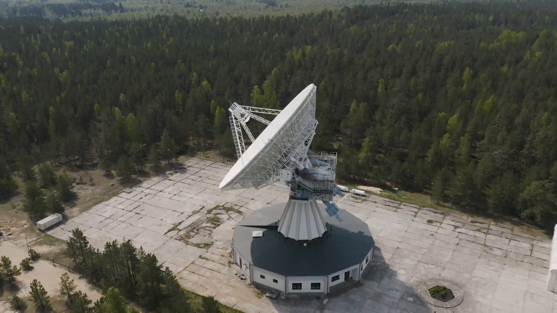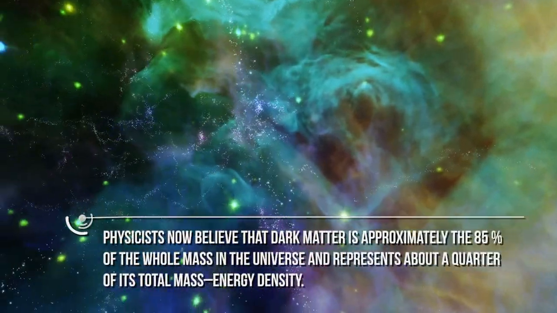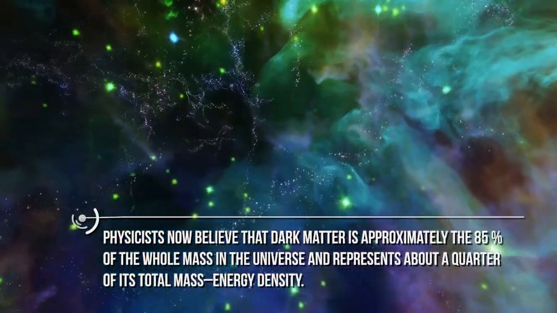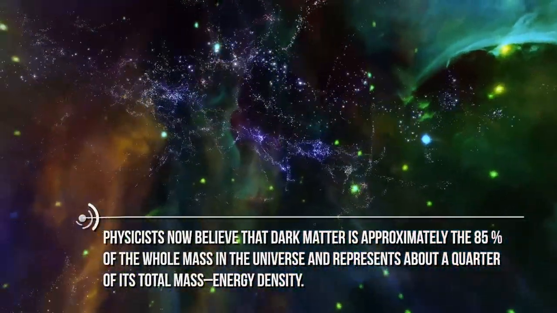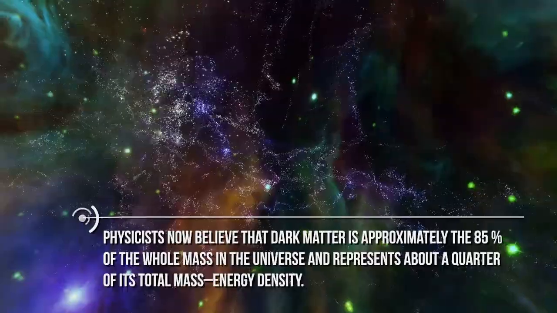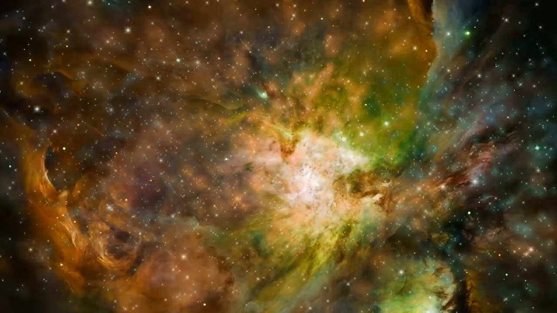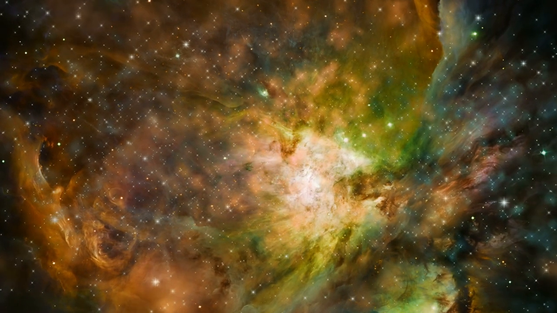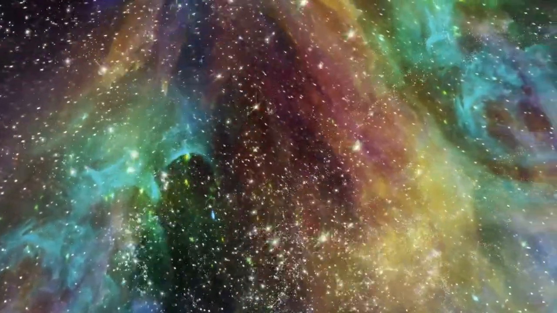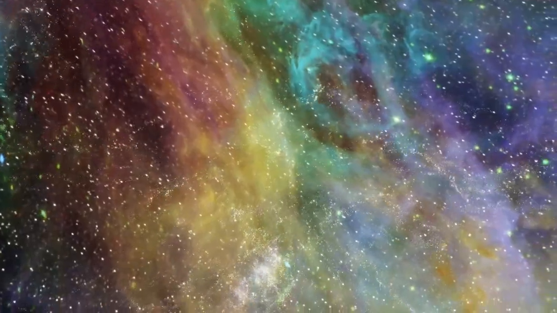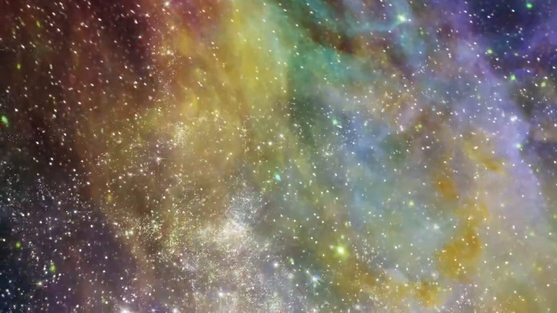Conclusions. Physicists now believe that dark matter is approximately 85% of the whole mass in the universe and represents about a quarter of its total mass-energy density. These proportions are quite outstanding and flip our point of view on the universe. Matter as we all know it represents a negligible and almost ridiculous quantity of the whole mass in the universe.